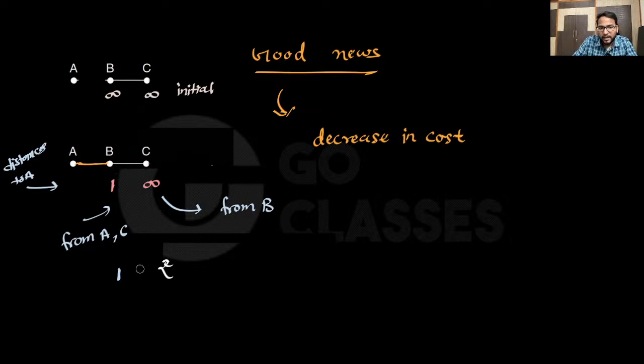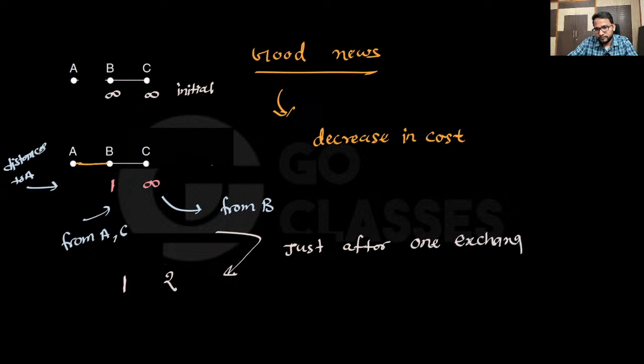See, at C you will be getting only one vector from B, right? So you will be updating it to 2 because B is saying 1. At B, you will be getting two vectors. One is from C, another one is from A. Then you will always prefer A because that is telling you the least cost. So that's why it is 1. So just after one exchange, this is the situation.